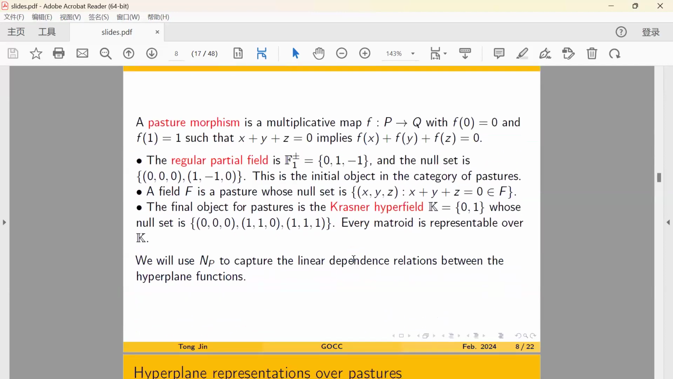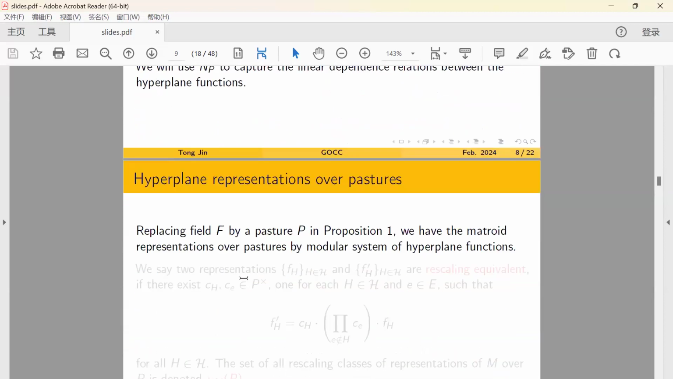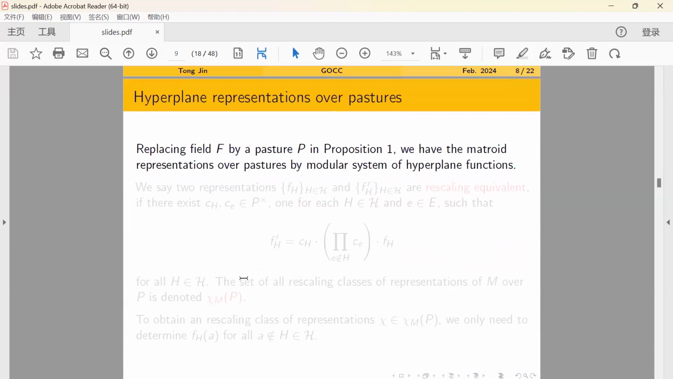So we will use the null set N_P to capture the linear dependence relations between the hyperplane functions. So how do we do that? Well, we can just simply replace the field F by a pasture P in our first proposition. Then we immediately get the matrix representation over pastures by the modular system of hyperplane functions.